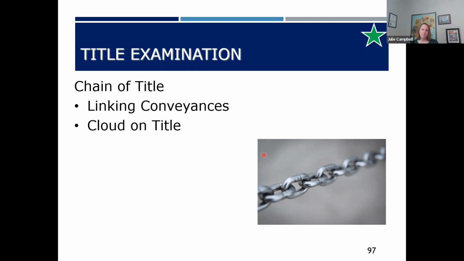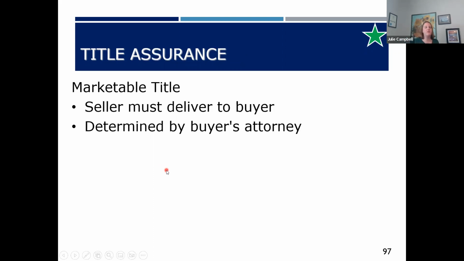If they find something, they're going to get with the seller. Maybe it's just submitting a document that clears the cloud on title. Maybe we have to go stand in front of the judge and say, look, can you just clear this up for us? The attorney and the seller will work to take care of that. And what the attorney is, bottom line, looking for is making sure their buyer client gets marketable title. And it's only the buyer's attorney that can determine if the title is marketable or not.